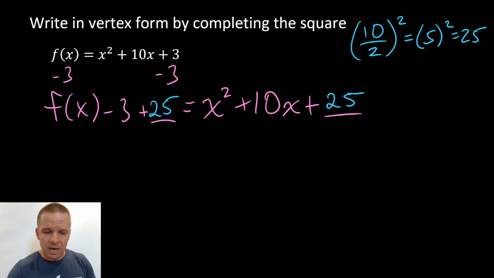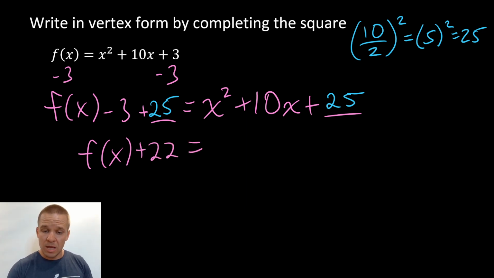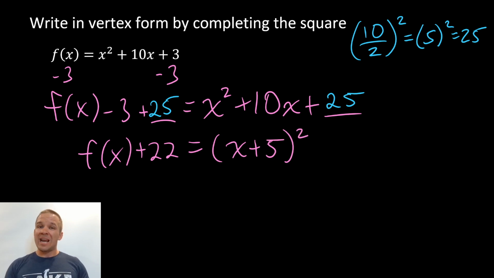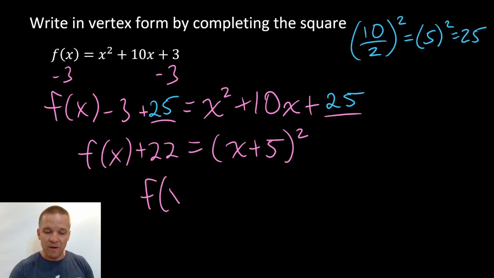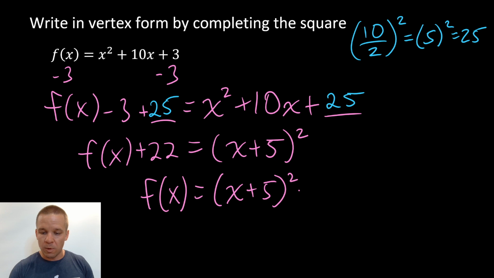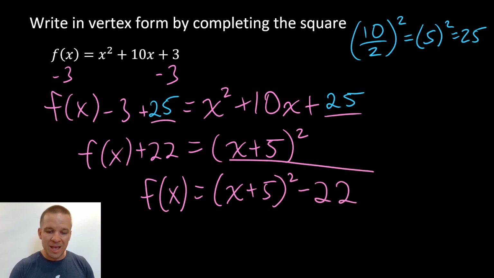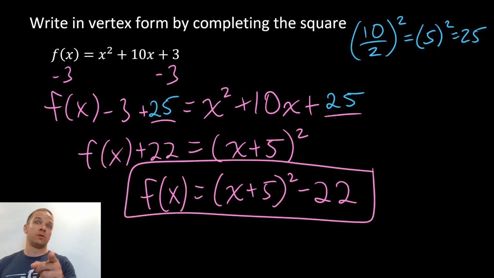So now I have f of x, and then we have negative 3 plus 25, that's what, plus 22? And then I'm going to have x plus 5 quantity squared, as we said. And now I can just do one last mathematical move and subtract 22. I'm going to have f of x equals x plus 5 quantity squared minus 22. That right there, folks, is vertex form, right?